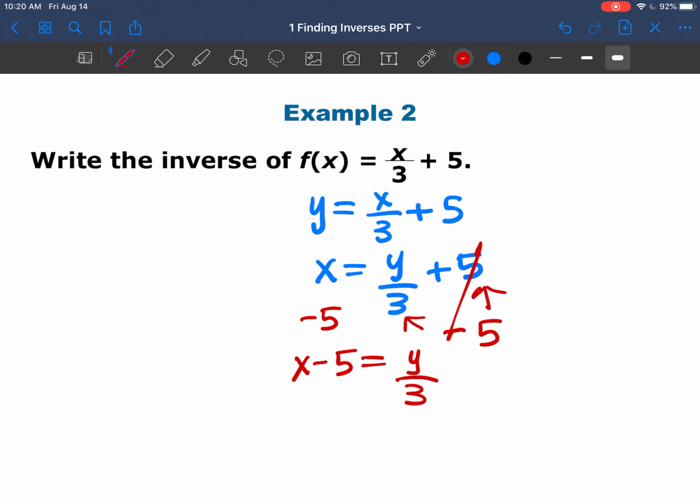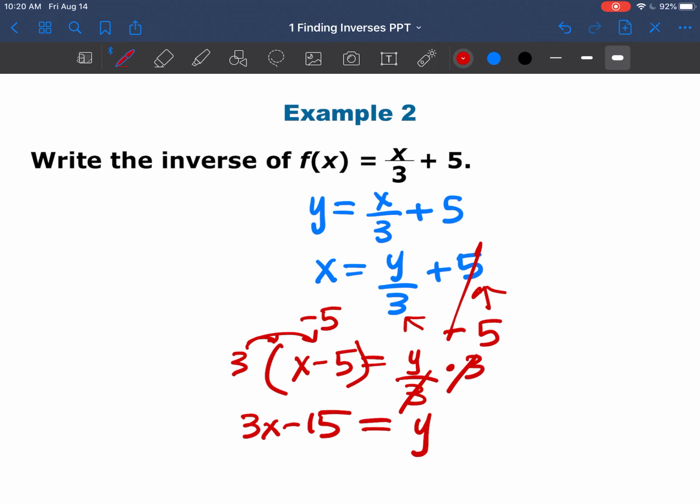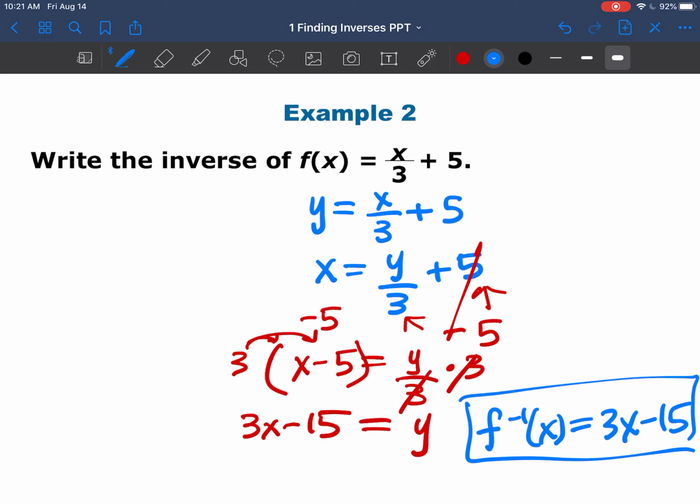To undo division, we have to multiply by 3. And so we have to multiply the entire left side by 3. And so if you want, you can distribute that and get 3x minus 15, or you can actually leave the parentheses. That's okay as well. Both answers would be correct as long as you use your inverse notation. So f inverse equals 3x minus 15 for our final answer. And then just remember, it could also be written just like this.